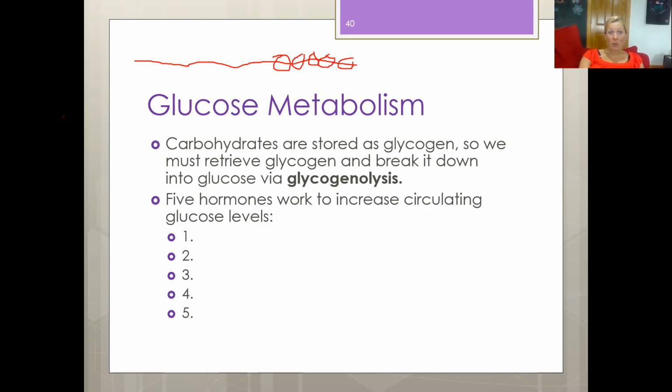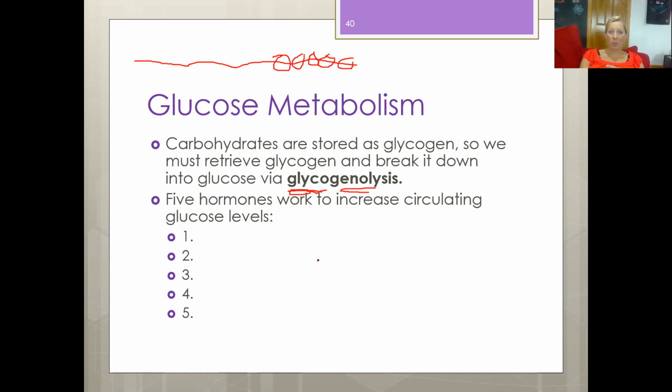In order for me to get those sugars out, I need to do a process known as glycogenolysis. Genesis means to create, and glycogen, again, we're looking at sugars. We're basically nipping off those glucose molecules. So glycogenolysis is the process by which I take a glycogen molecule and break it down so that I have a bunch of glucose molecules.